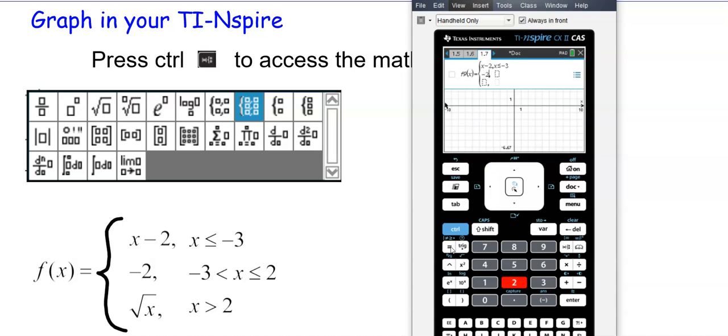Cursor down, that'd be -2 for that function, and -3 less than x less than or equal to, control equals, 2, and square root of x, then x greater than 2.